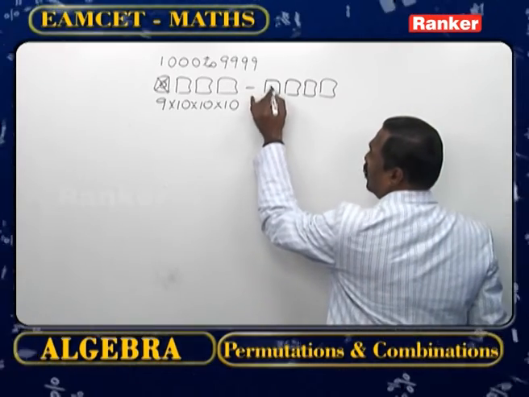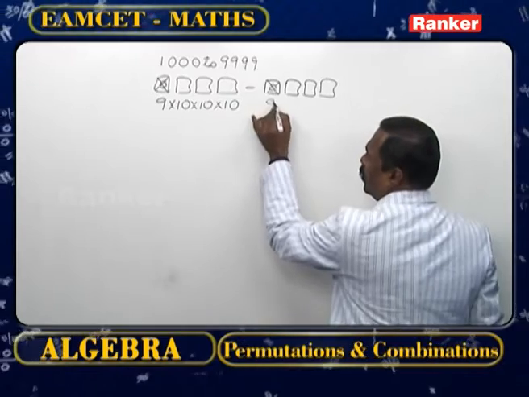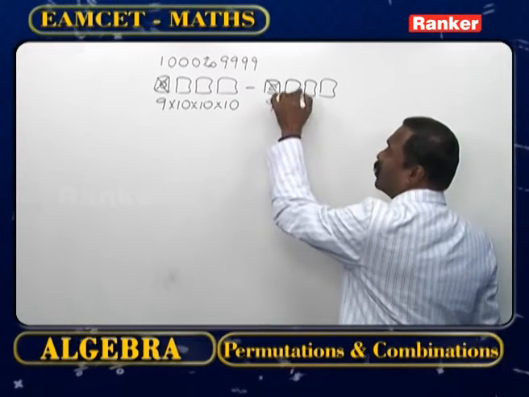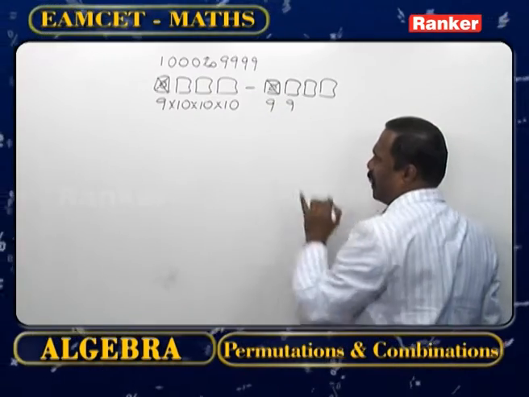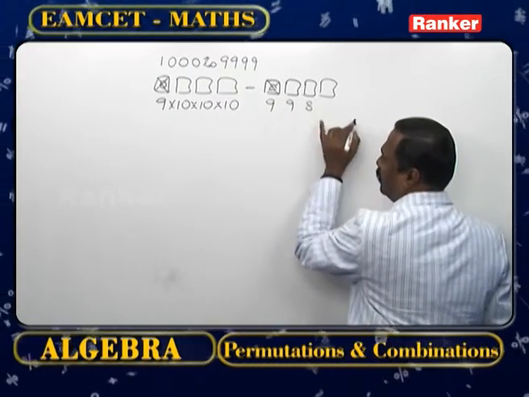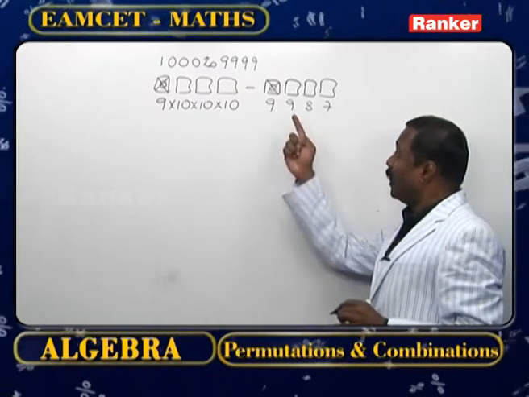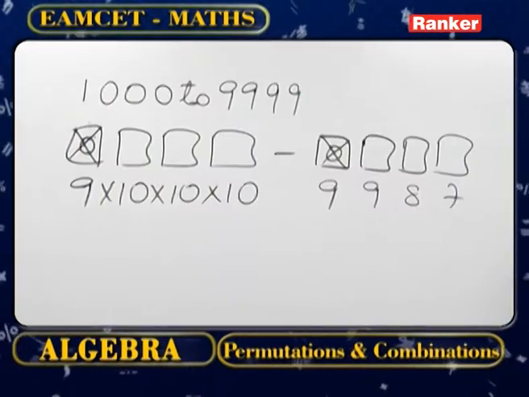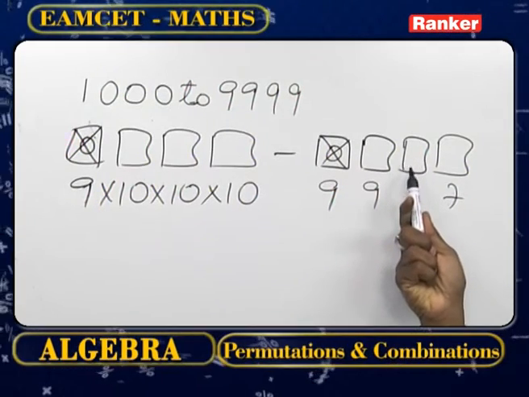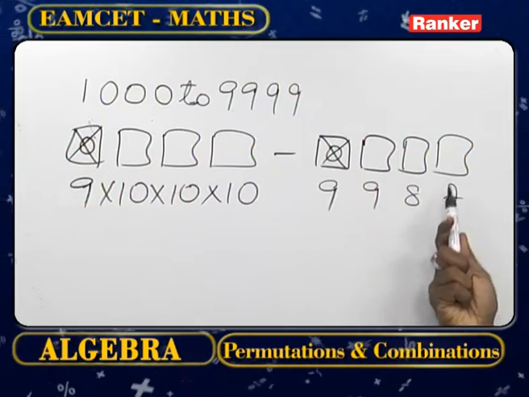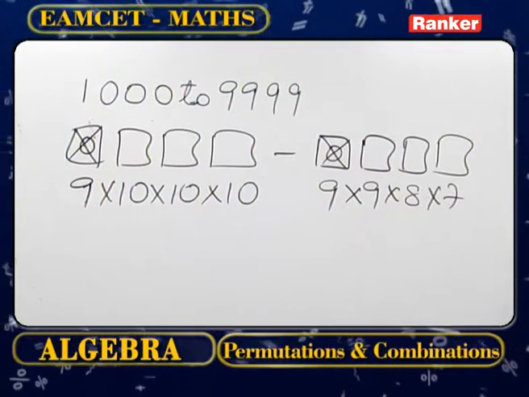So anyway, in this case also, 0 should not be there in the first place. So here it can be filled in 9 different ways. And here 0 can be there, so the remaining numbers will be added with 0: 9, and next will be 8, next will be 7. Why 8, 7 here? You can understand, because different digits must be there. If one digit is filled here, that should not be used here. If another digit is filled here, that should not be used here. That is why we are reducing the number. 9 into 9 into 8 into 7.